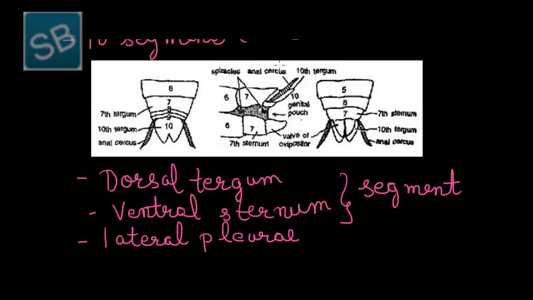In female cockroach, the 8th and 9th sterna together combine to form a genital pouch. Thus, the female genital pouch opens in the 8th segment. However, in males, the male genital pouch opens in the mid-ventral region of the 9th segment.